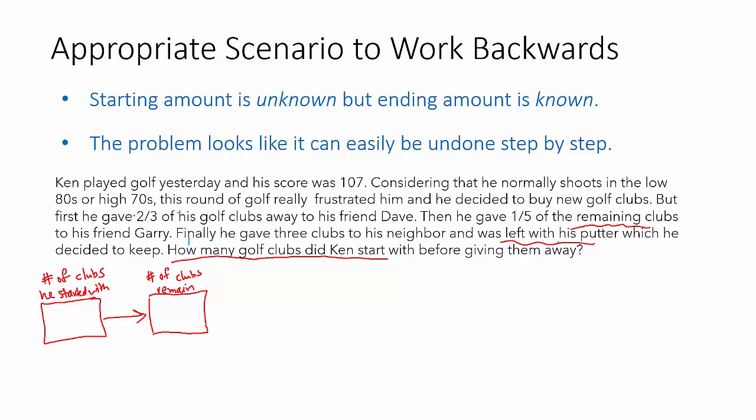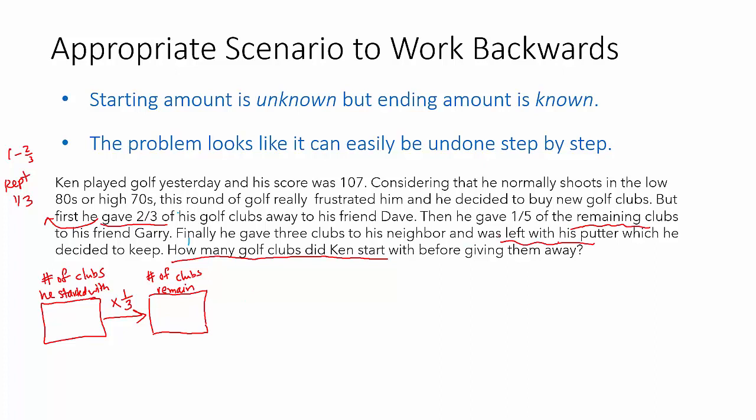Bought the new clubs. He gave 2/3 of his golf clubs away. If he gave 2/3 away, that means he kept 1/3. That would be the remaining. So I'm going to take the starting amount and I'm going to multiply by 1/3 to figure out how many remain, right? How did I get to this 1/3? Well, 1/3 and 2/3 all together make 1, right? I did 1 minus 2/3. Some people might call this the complement, right? That's a word that we use in probability. It's what you use to get 100% of the stuff. These two numbers together make 100%.